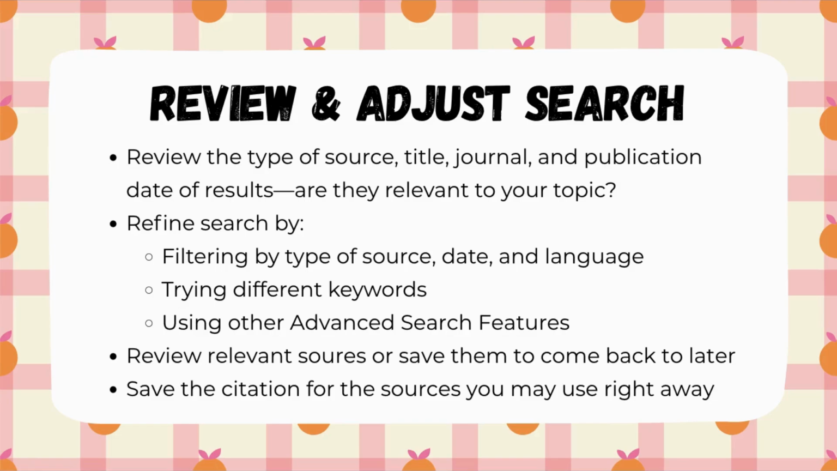So you can filter by type of source, date, languages you speak. You can try different keywords to get more at what you mean. See what came up, and if it's not what you mean, what are other words that get at your topic but might be more specific? Or more broad. If you didn't get very many results at all, maybe you need to broaden your search up. And there's also other advanced search features that we'll look at together.